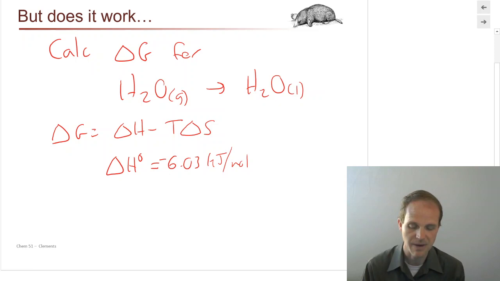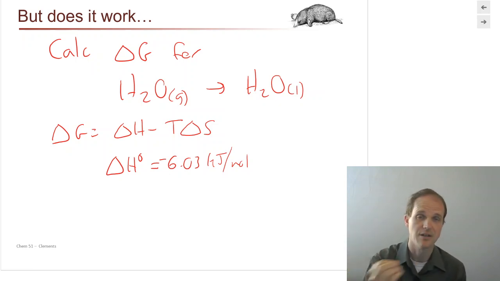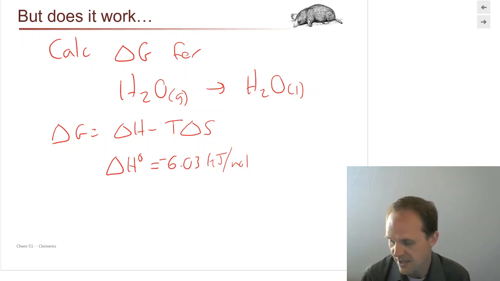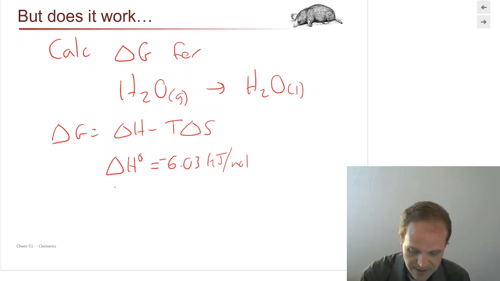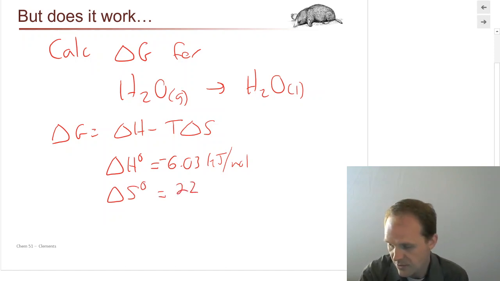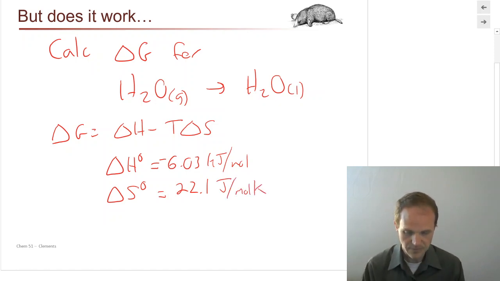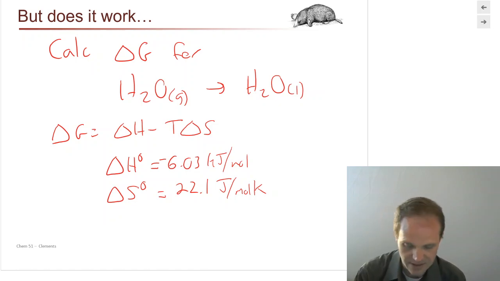Our delta H is minus 6.03 kilojoules per mole because we're going from a gas with lots of energy to a liquid with much less energy. That energy's got to go somewhere, so my enthalpy change has to be negative. My delta S naught is going to be 22.1 joules per mole Kelvin. And let's go ahead and calculate this at standard conditions.